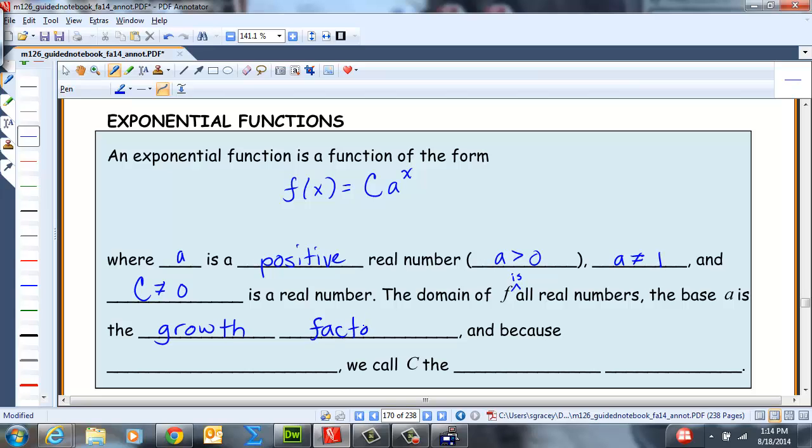And because f at 0 is equal to c times a to the 0, which is equal to c, we call c the initial value. Because remember, a to the 0 is 1.